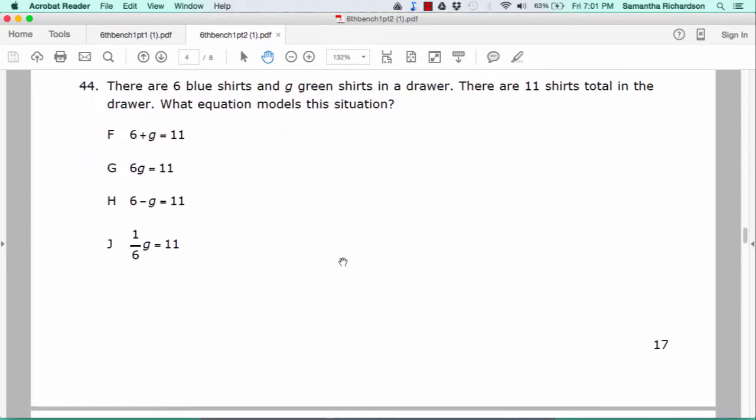Question 44. There are 6 blue shirts and G green shirts in a drawer. There are 11 shirts total in the drawer. What equation models the situation? F. 6 plus G equals 11. G. 6G equals 11. H. 6 minus G equals 11. J. 1 over 6G equals 11.